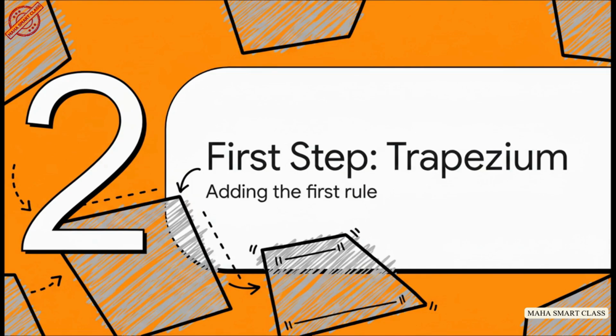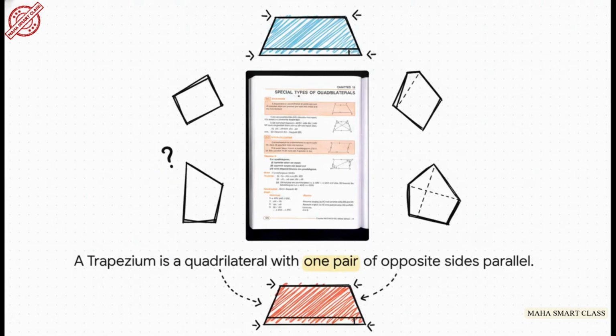Now, this is where it starts to get really interesting. Let's take that basic rule-free quadrilateral and add our very first constraints. And that first rule is all about being parallel. If we require just one pair of opposite sides to be parallel, boom, we get a trapezium. The other two sides can still go off in any direction they want, but this single rule creates our first distinct branch of the family.